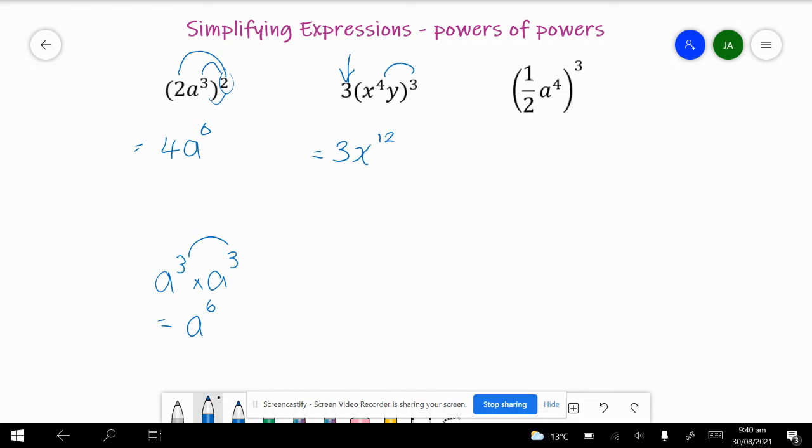Okay. Y hasn't got a power with it, so it's y to the power of 1, and 1 times 3 is 3. So it would be y to the power of 3. When you're cubing y, it just becomes y to the power of 3.